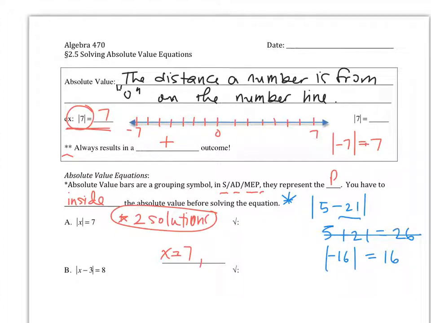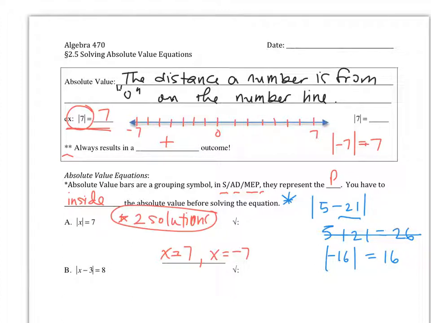But there's another answer. What other number can you take the absolute value of? Negative 7. All right. So the reason why we start with this one is what you need to understand is we're gonna take the inside part and only the inside part. We're gonna drop the bars. And we're gonna set it equal to the positive and the negative of the number on the outside.